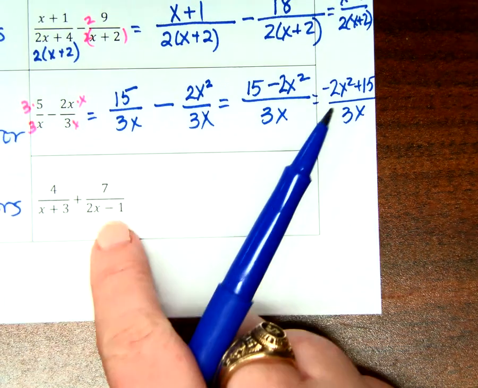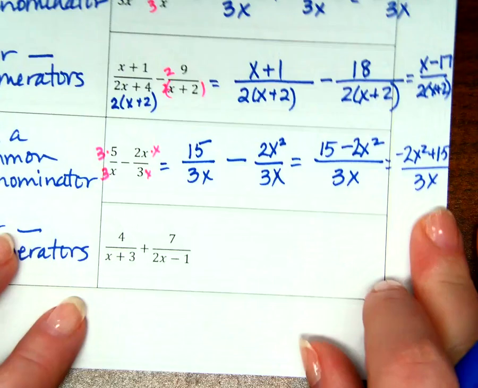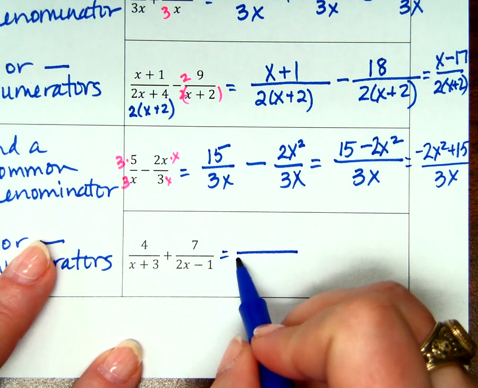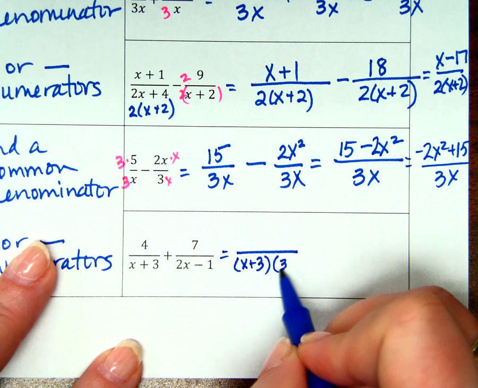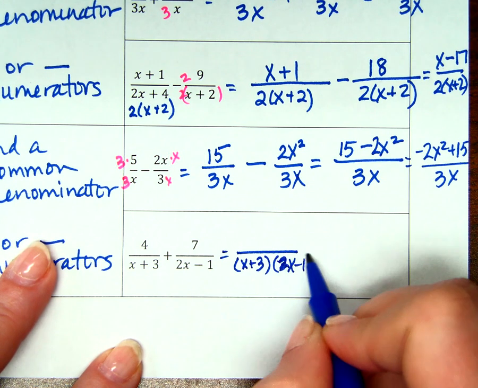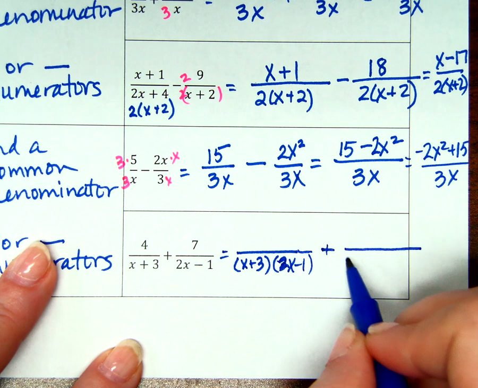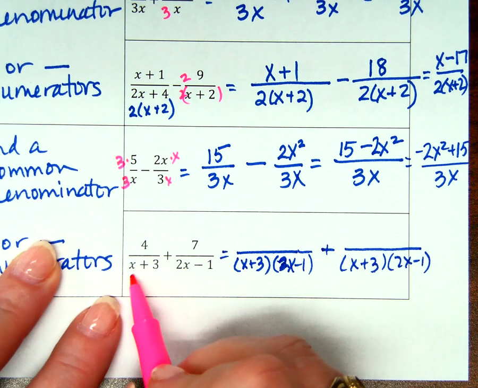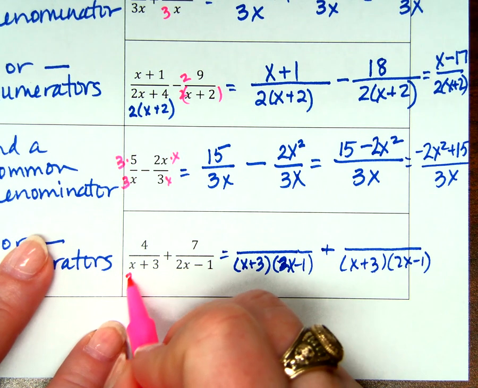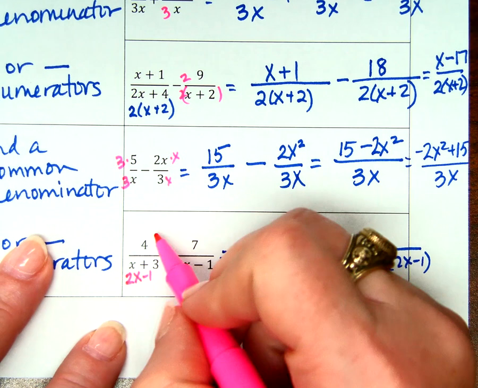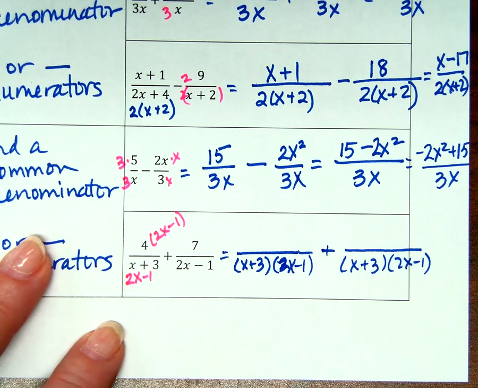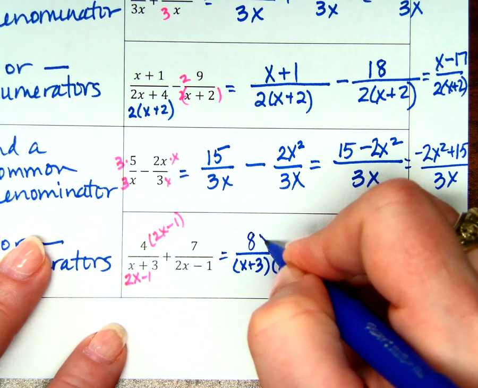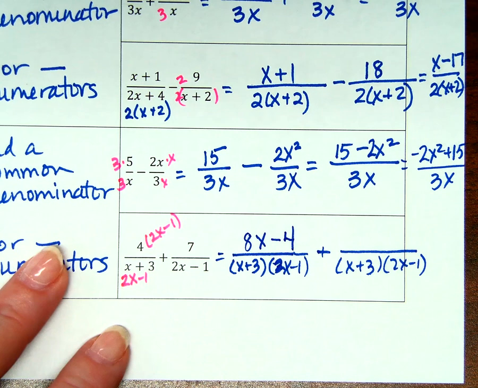Okay. All right, last one right here. What's the common denominator? When in doubt, multiply them together. That's a 2. So x plus 3 times 2x minus 1. All right, what does this one need? It needs a 2x minus 1, right? If I multiply the denominator by that, I have to multiply the numerator by that. So what does that one become? Yeah, absolutely. 8x minus 4.